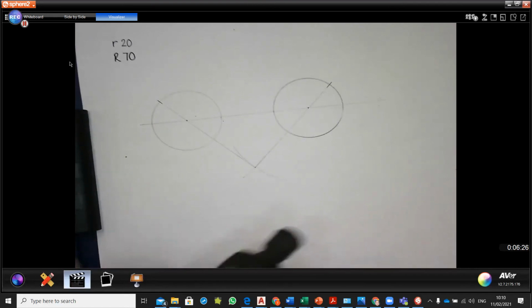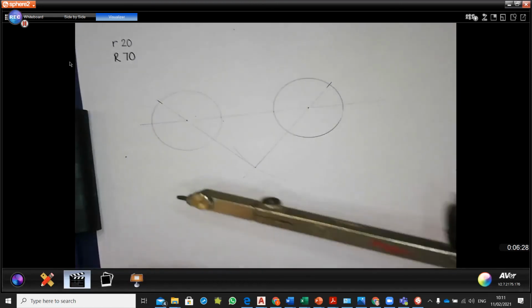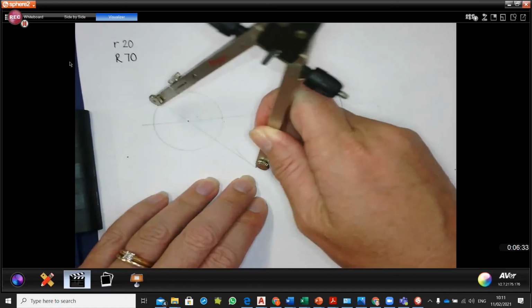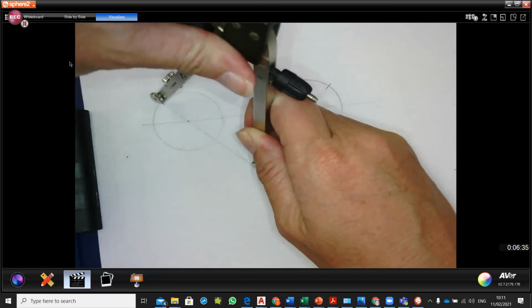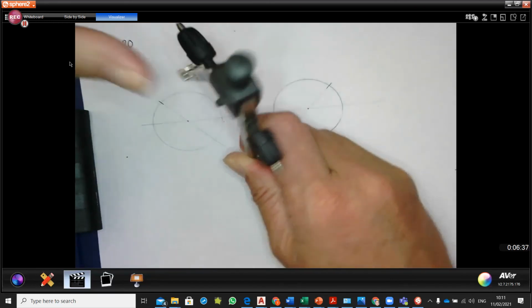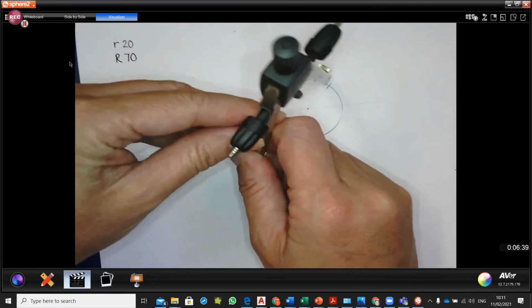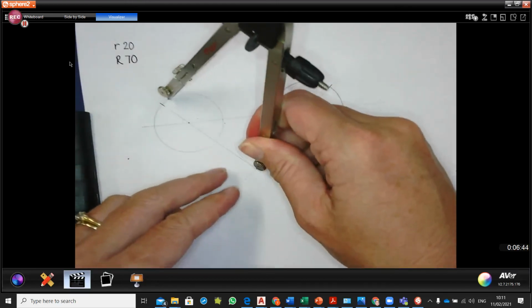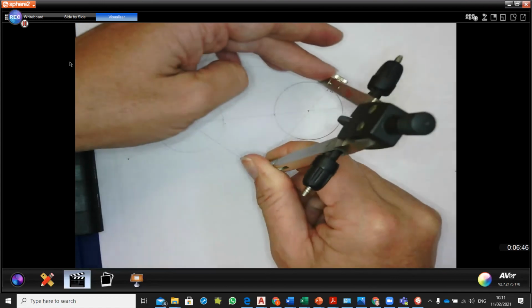I can now take my radius of 70, and if I have done this correctly, it is going to touch. So measure, make sure that it touches, and draw in your curve.